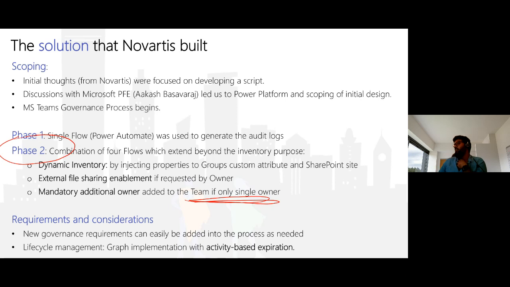Yeah. So single owner is a problem, and the main challenge is that single owners are the potential candidates for zero owner teams, because somebody leaves the organization, AD deletes that account, and then you have a team without an owner. That's what we have seen. Right, and coming back to the activity-based expirations that we implemented, it was important that we had more than one person accountable for doing that renewal.